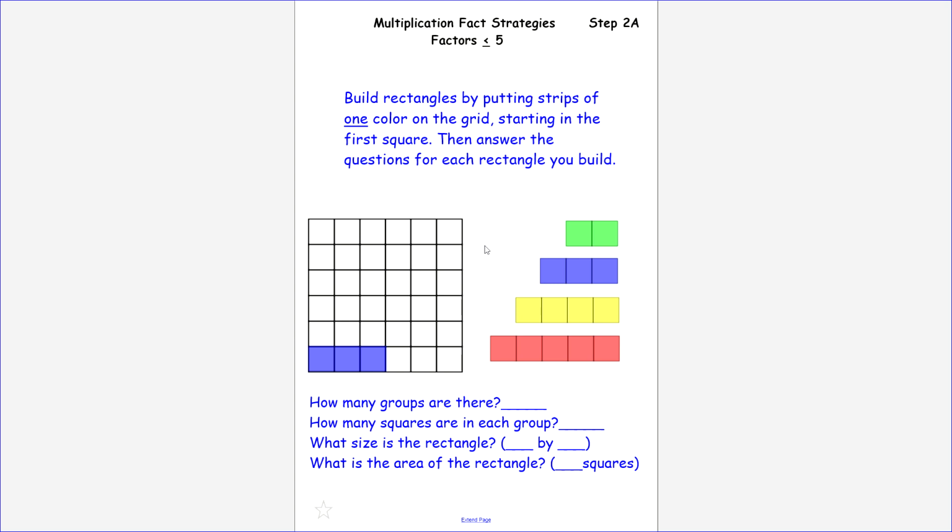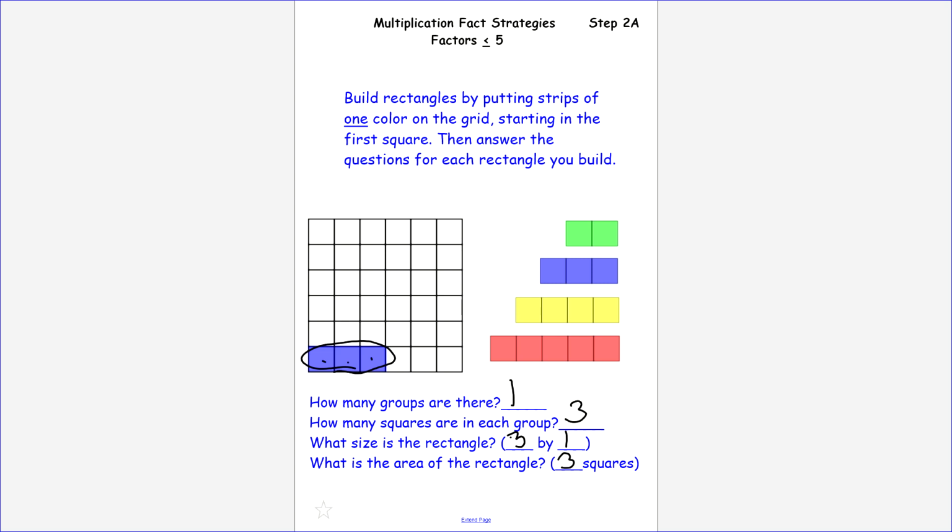Let's go ahead and think. How many groups are there? Well, I can see that there's just one group. And how many squares are in this group? Well, there are clearly 1, 2, 3. 3 squares in the group. So the size of this rectangle is a 3 by 1. The area of this rectangle is 1, 2, 3, 3 squares.